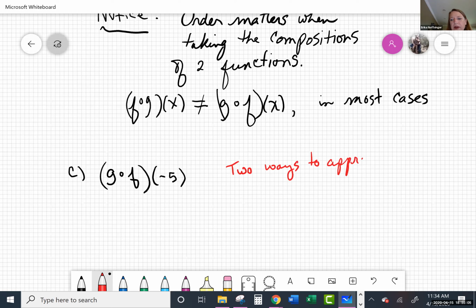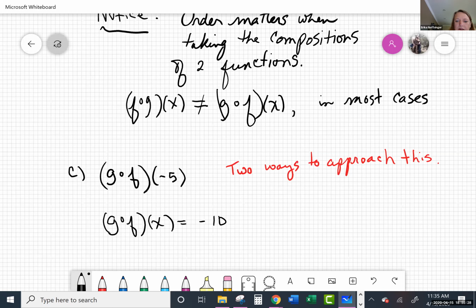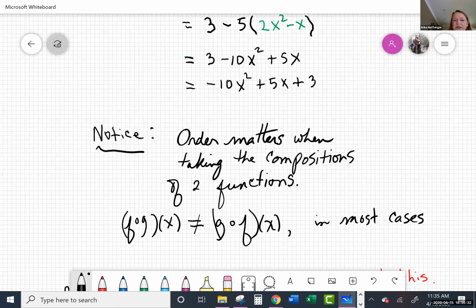We can just go in, and we already did the work, and plug this in wherever we see an x in the g of f of x. I'm sorry, plug in -5 wherever you see an x in g of f of x. So we just saw that g of f of x was equal to -10x squared plus 5x plus 3.